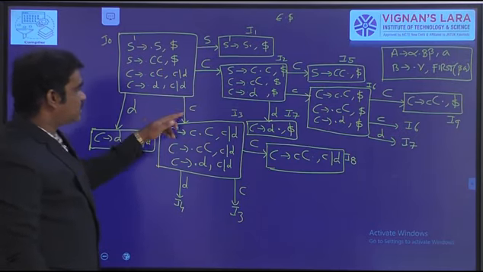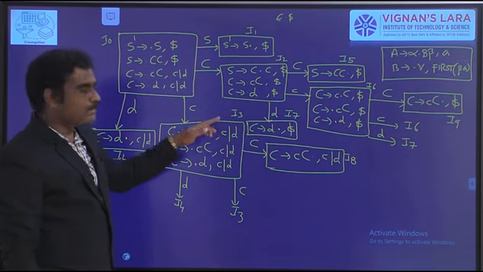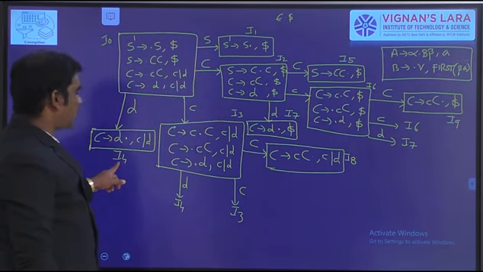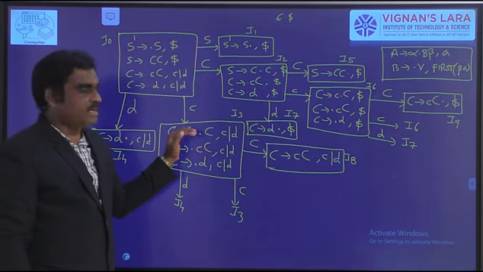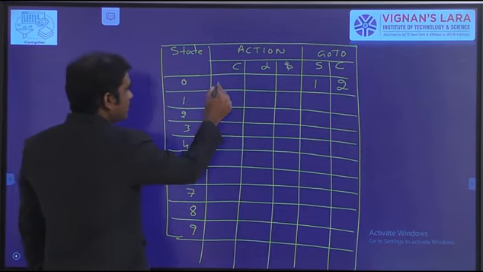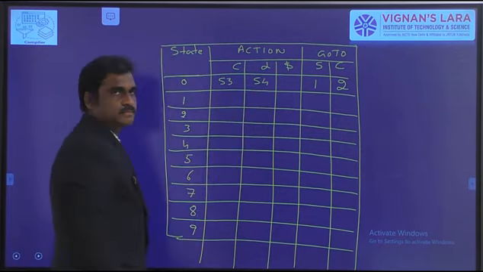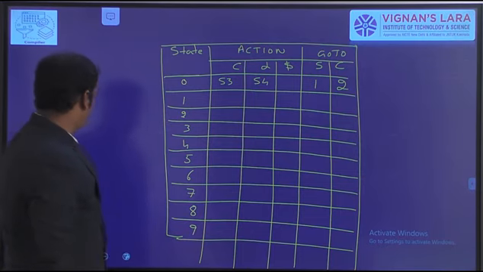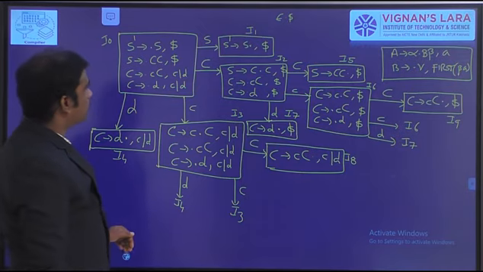Next, I0 on small c moves to I3, and D moves to I4. Terminal symbols mean we have to perform a shift operation, so S3 and S4, like in SLR. So I0 is completed. Next, I1.